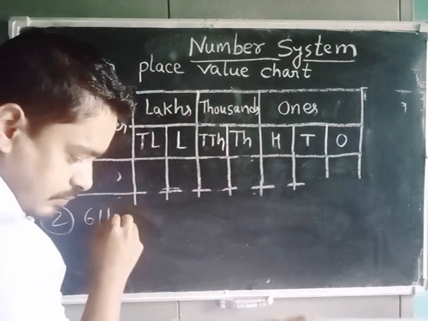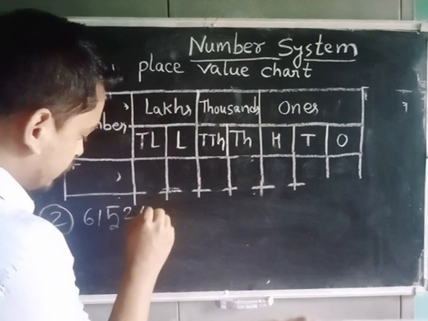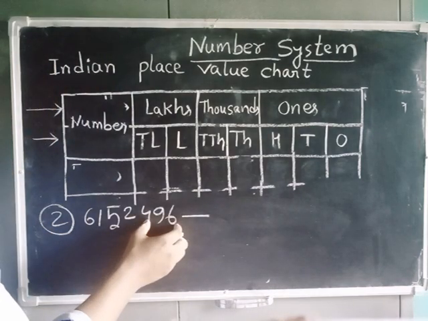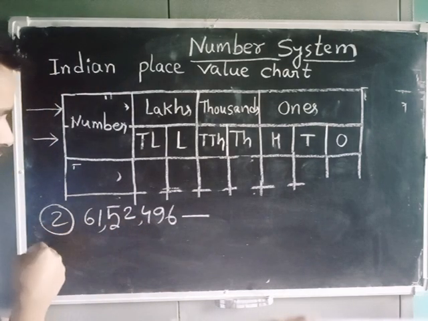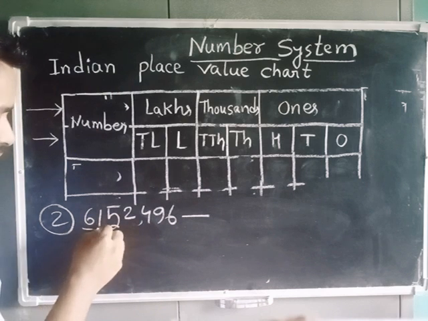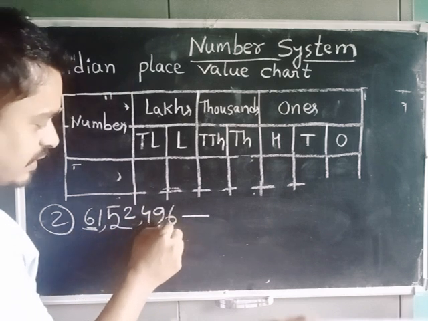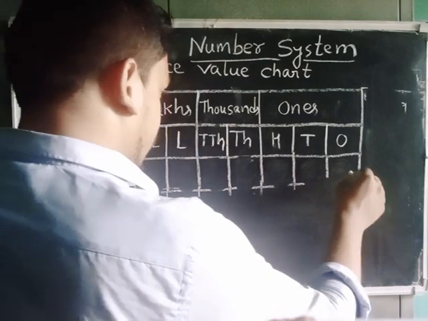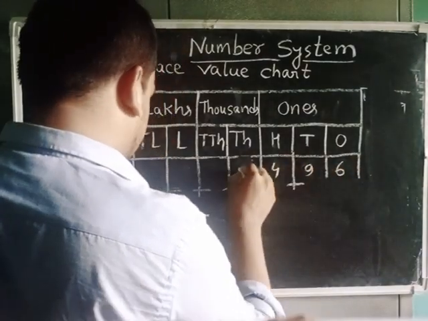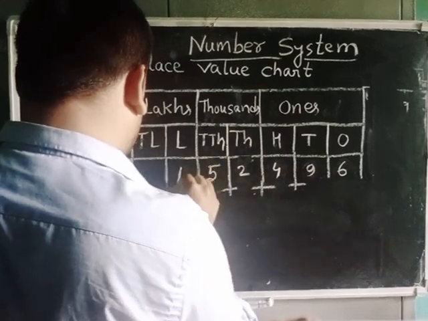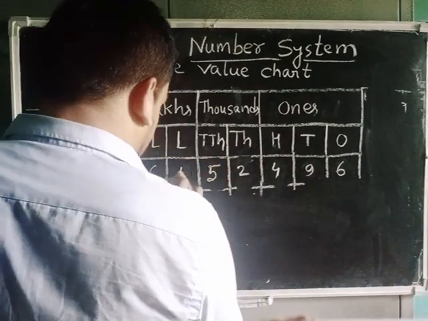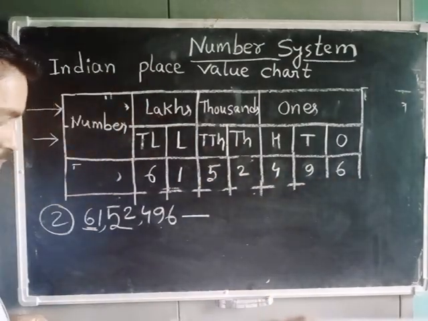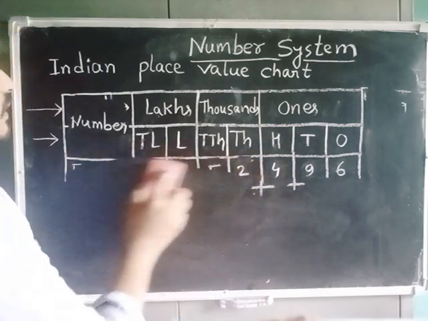6, 1, 5, 2, 4, 9, 6. You have to write this number name. So before 3 number there will be a comma, and then before 2 number there will be a comma. So what do we get? 61 lakhs. 61 lakh 52,496. If you place here, then it will be easy. So now you see 61 lakh 52,496. It was all about your Indian place value chart.